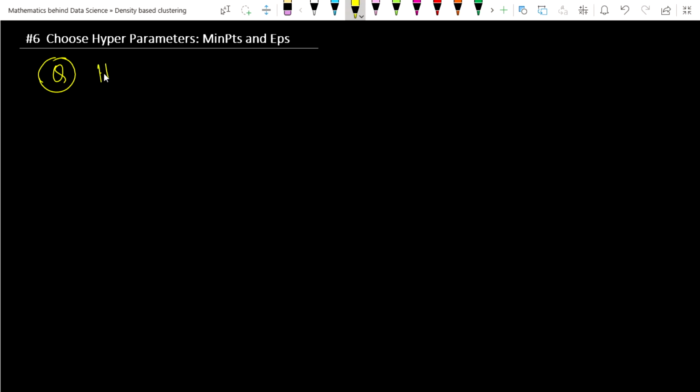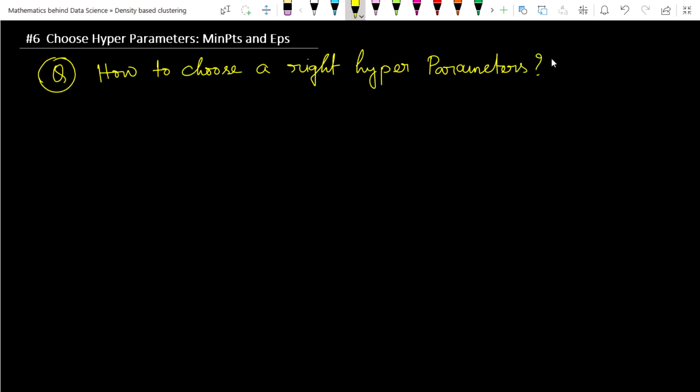So how to choose the right hyperparameter? The general simple concept, let's see step by step. First, we will see the hyperparameter min points, and how to choose the min points.